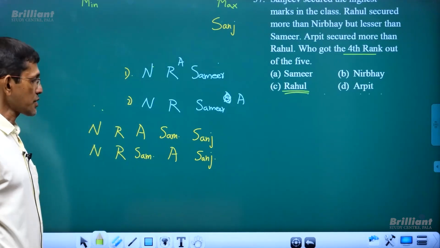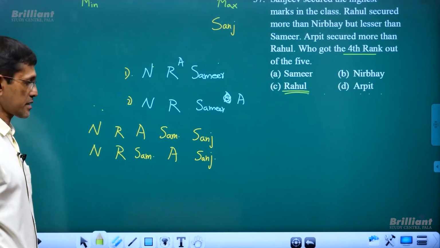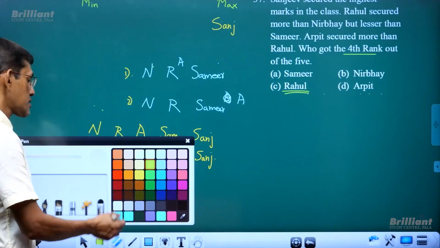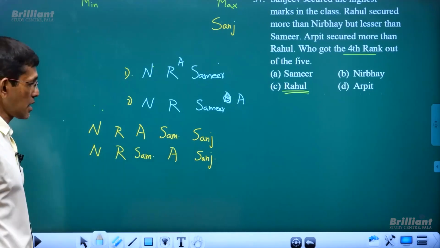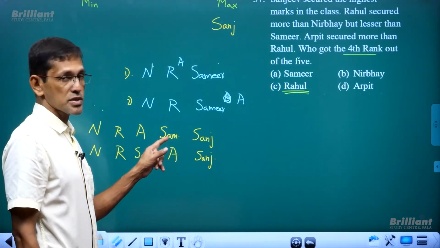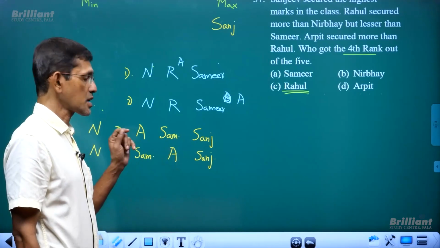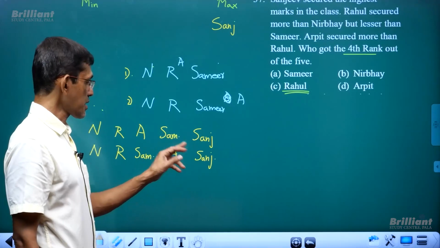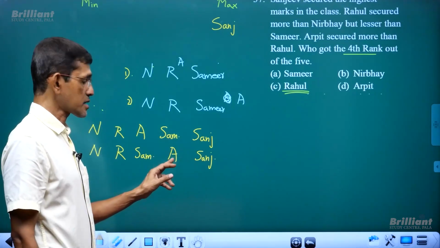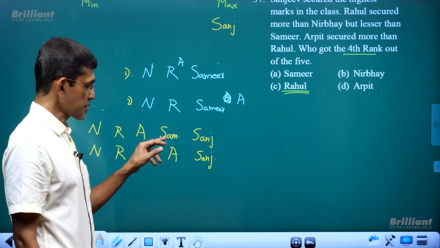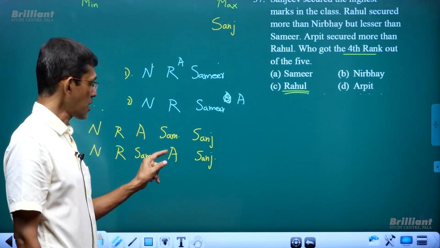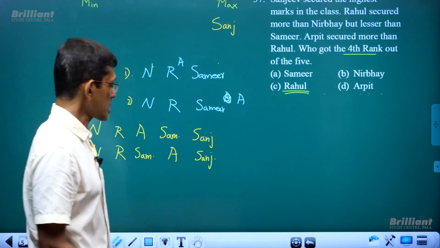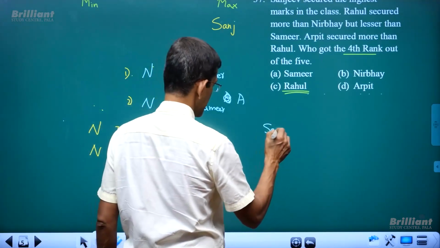However, if they ask you the question, who got the third rank or who got the second rank? If they ask who got the second rank, then in the first arrangement, Samir got the second rank, and in the second arrangement, it's Arpit. So, second rank, either Samir or Arpit. So that means the answer choice, if such a question is asked, for second rank.